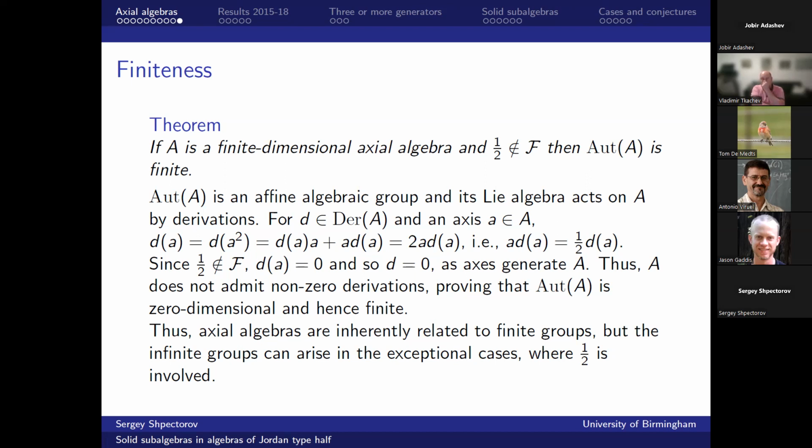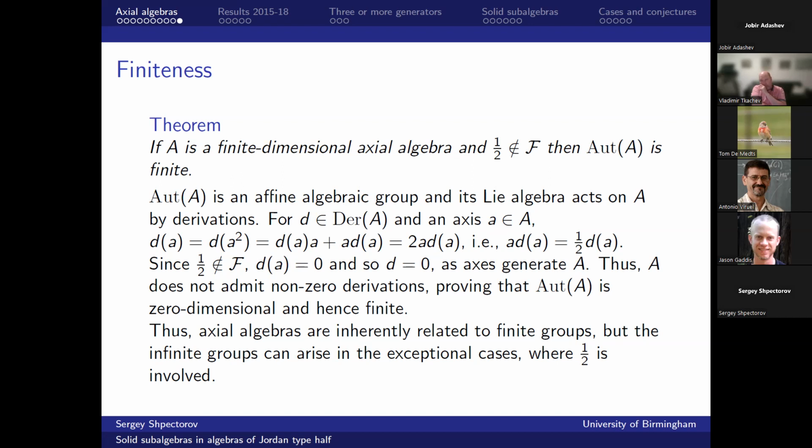So D of A is 0, and then it is a very brief argument to show that since D sends every axis to 0, and since axes generate the algebra, then D is trivial on the entire algebra. And so you cannot have any differentiations. And so this shows finiteness unless you have 1/2 inside the fusion law.